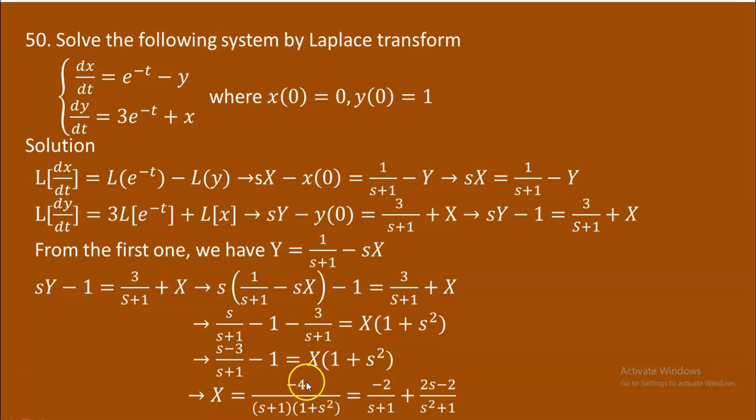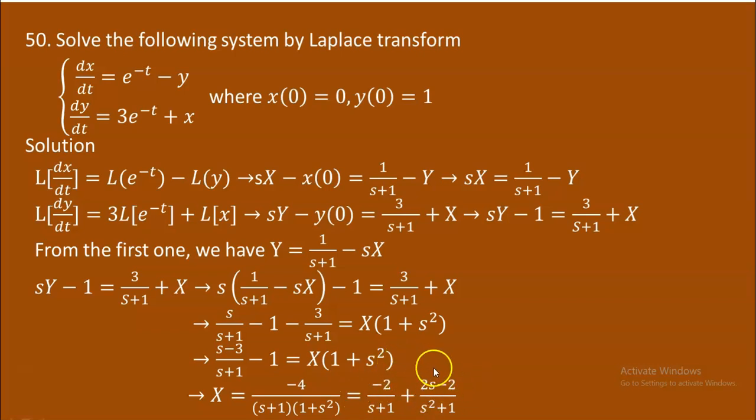This decomposition is done simply by taking A over s plus 1, plus, since this is not factored in the set of real numbers, Bs plus C. So the unknowns are now A, B, and C.